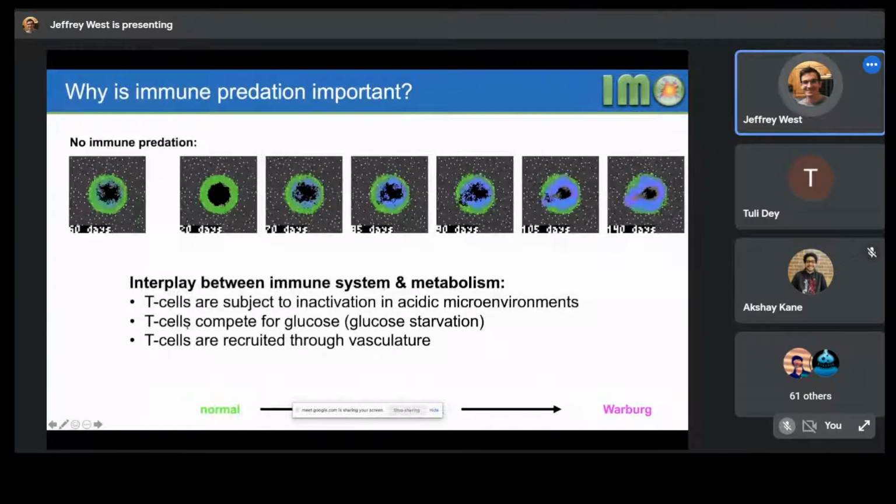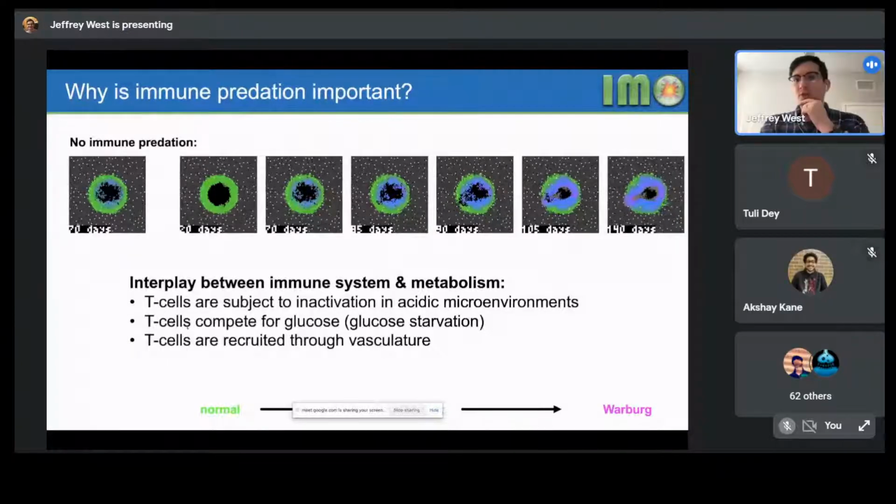So why is immune predation important? If we were going to construct a mathematical model of immune predation, why would we use this one? Right? This is a cancer metabolism model. How does metabolism interact with the immune system? Well, a couple different ways.